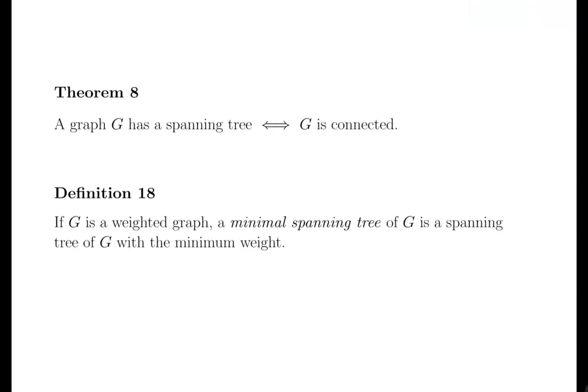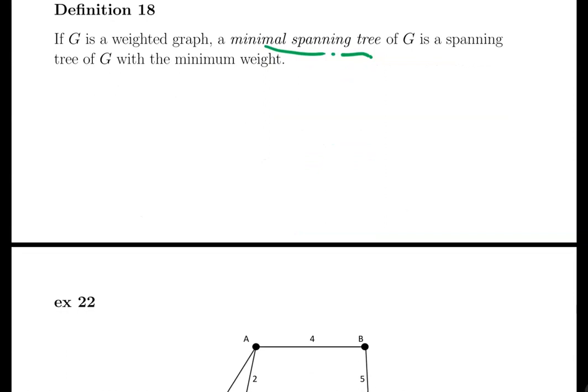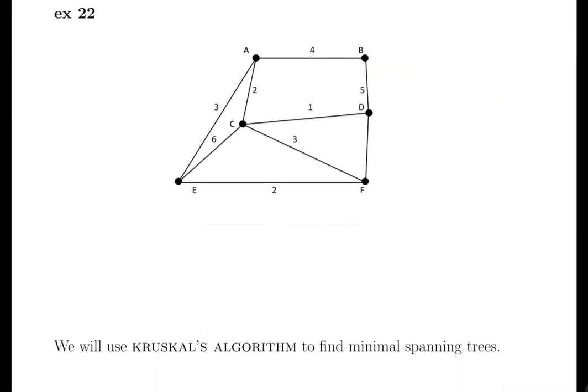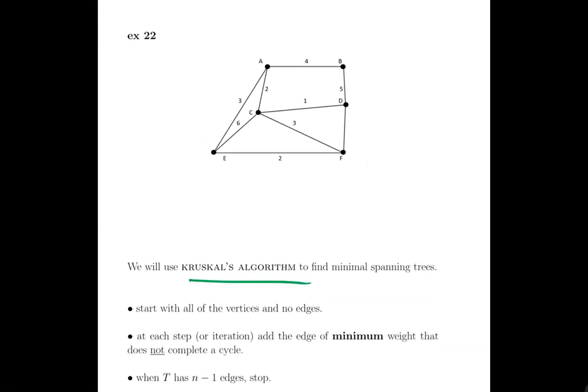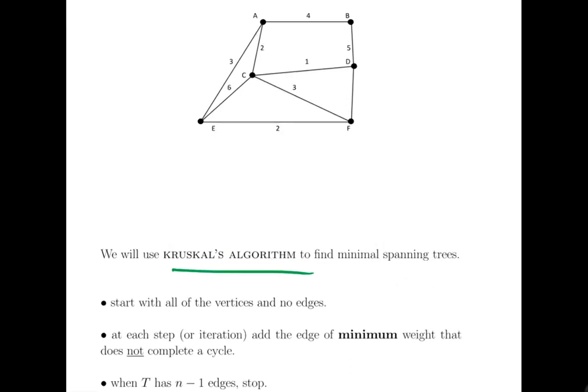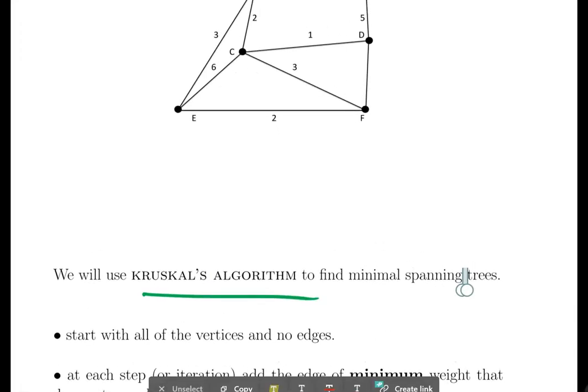And so in a weighted graph, a minimal spanning tree is a spanning tree with a minimum weight. Similar to the traveling salesman problem a little bit. So given this particular example, we're going to call this Kruskal's algorithm to find the minimum spanning tree. You start with, of course, all the vertices, and at each step, add the edge of minimum weight that doesn't make a cycle. And as soon as you get to n-1 edges, you stop. So it's very similar to the cheapest link method in the traveling salesman problem.